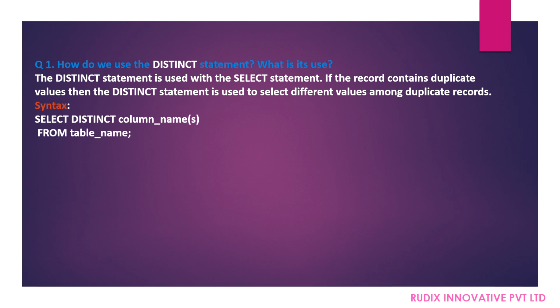It is a statement which is used with SELECT. If the records contain duplicate values, then the DISTINCT statement is used to select different values among duplicate records. So the syntax of DISTINCT is: SELECT DISTINCT column_name FROM table_name. Next question.